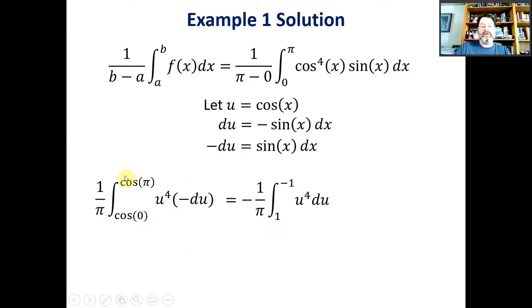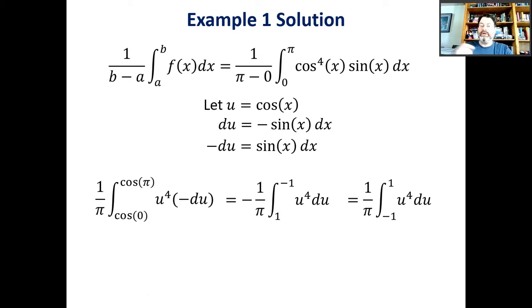I distributed everything. So I distributed this negative and pulled it to the front. Cosine of 0 is 1. Cosine of pi is negative 1, which leaves me here. I don't like having smaller numbers at the top and bigger numbers at the bottom. So I'm going to use the property from Calc 1 that says I can switch these two if I make this negative. Well, it's already negative, so it just flips the sign and makes it positive. So switching the bounds of integration flips the sign here. So that's what I do next. So it's just 1 over pi, integral from negative 1 to 1 of u to the fourth.